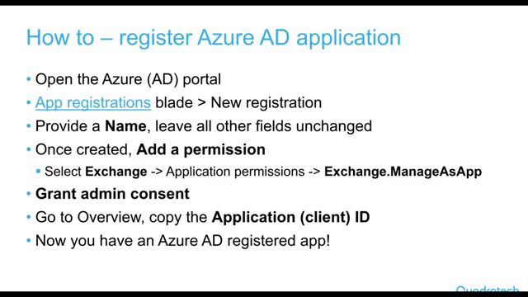Without those permissions, you will not be able to access resources. So you need, in this case, to specify that you want to access Exchange, and more specifically, you are requesting the Exchange.ManageAsApp permission, which is a new permission scope introduced specifically for the purpose of being able to authenticate against Exchange Online PowerShell.